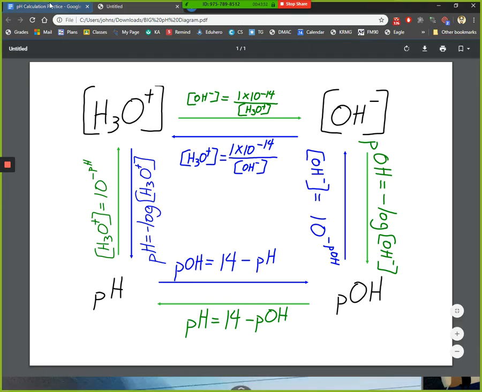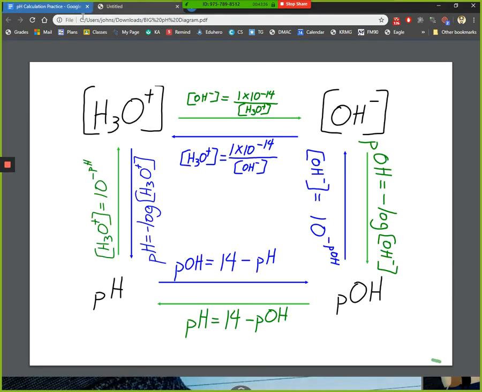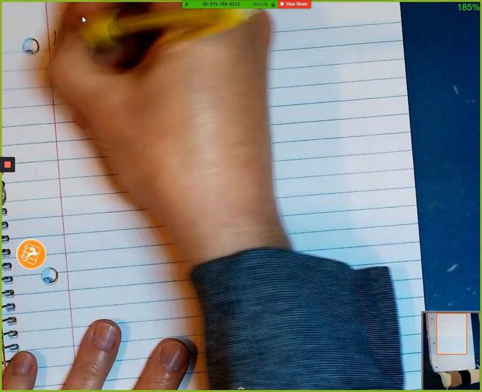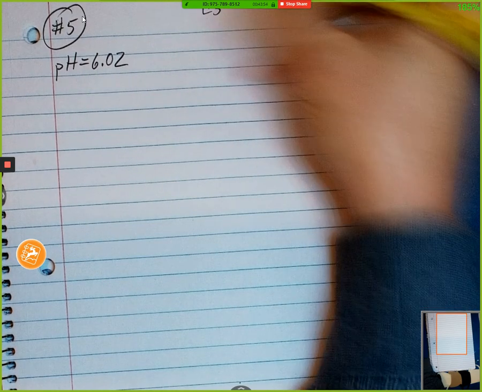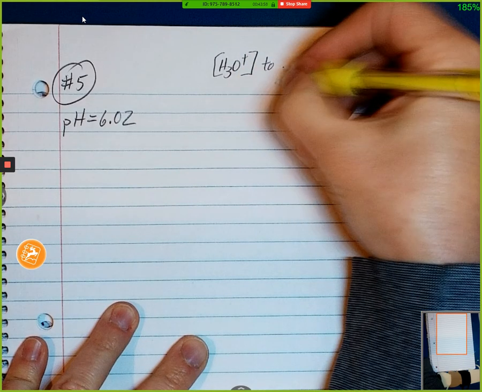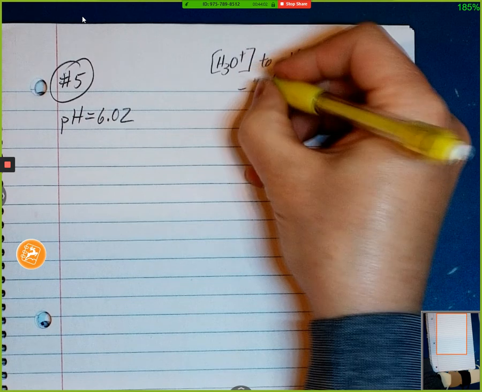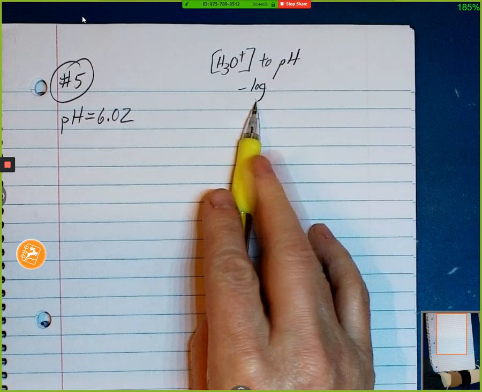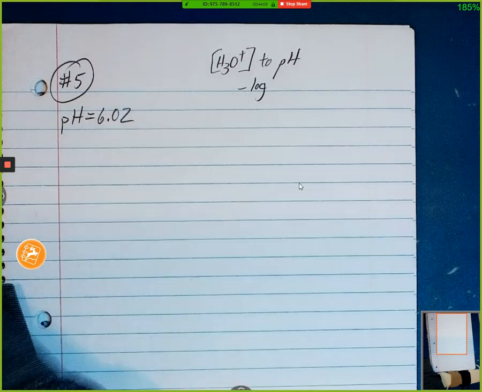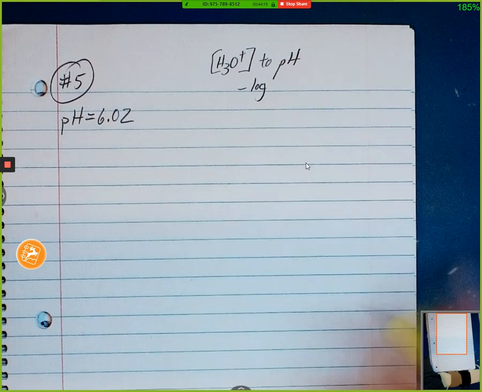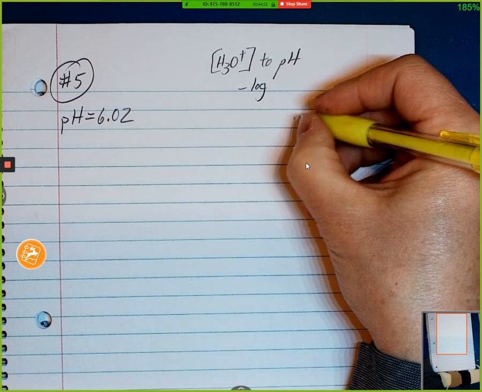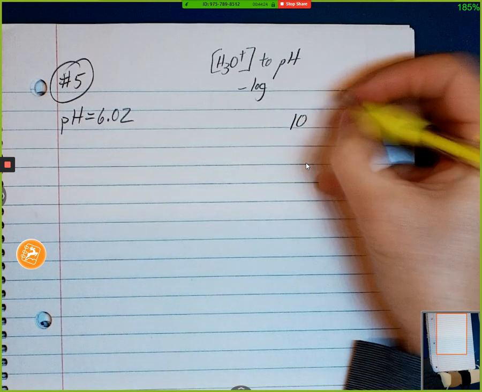Looking back at that, starting off with a pH of 6.02. And this we said was number 5. Okay, so pH equals 6.02. So to get from hydronium concentration to pH, you do a negative logarithm. Okay? Well, if you're going the other way, you're going to be doing the opposite of a logarithm. And the opposite of a logarithm, especially a logarithm base 10, is going to be to do 10 to the negative power of whatever that thing was.